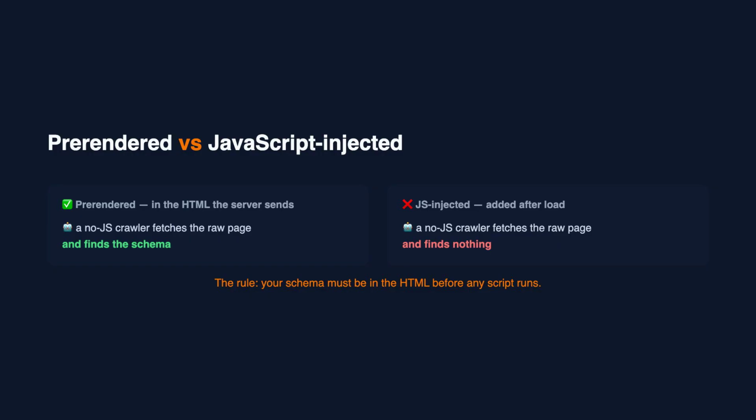This is the trap that quietly kills schema on modern sites. Many frameworks add the structured data after the page loads with JavaScript. It looks fine in your browser, and it even validates in some testing tools that run scripts. But a crawler that does not execute JavaScript, and several of the AI crawlers do not fully, fetches the raw page and finds nothing. So the rule is simple and absolute. Your schema must be in the HTML the server sends before any script runs.